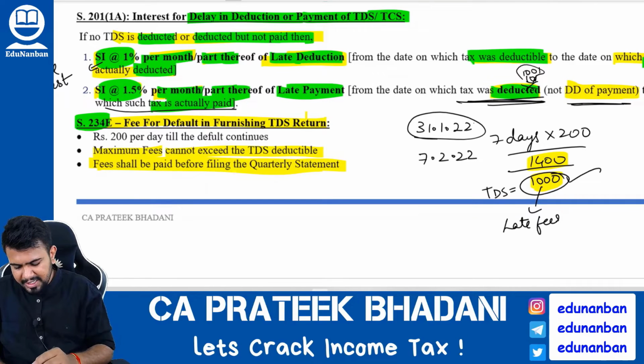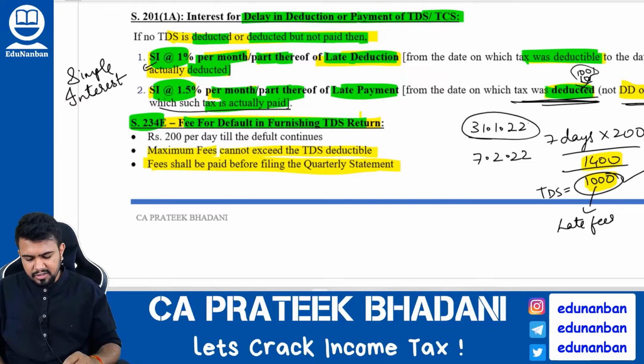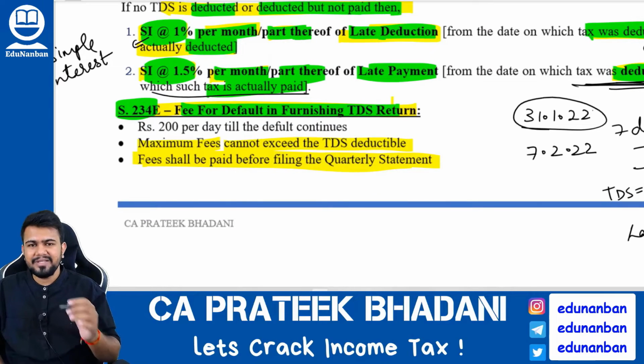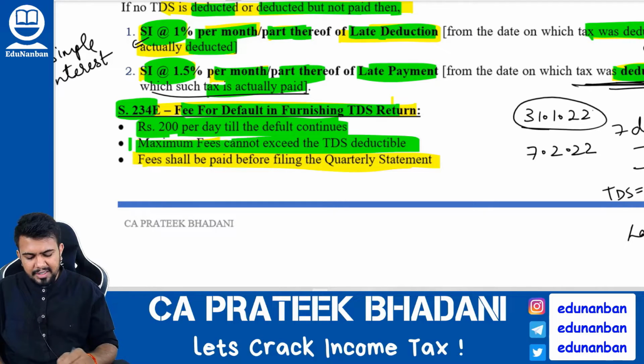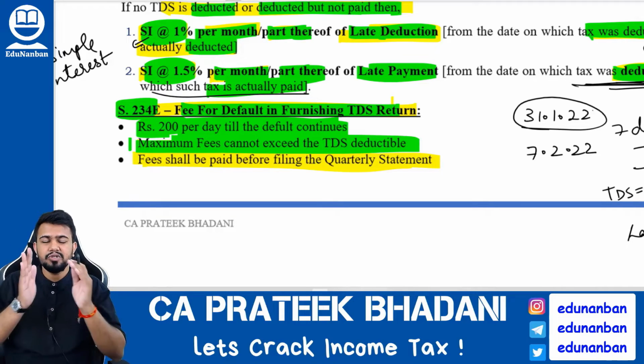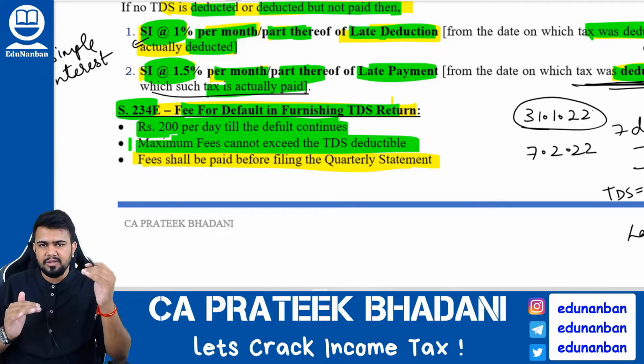Next, 234E, fee for default in furnishing TDS return. If TDS return is not furnished on time, then late fees has to be paid at 200 per day till the default continues. However, maximum fees cannot exceed the TDS amount. So it is 200 per day or amount of TDS whichever is lower.